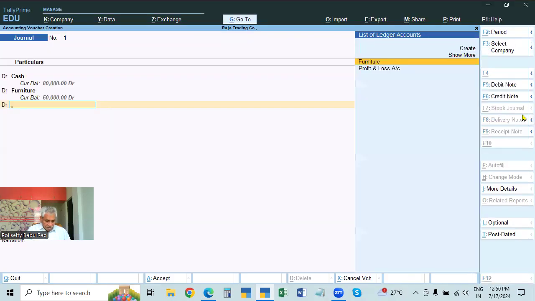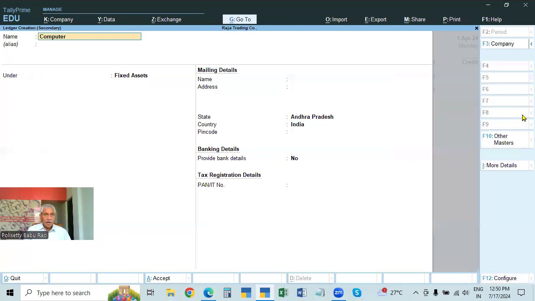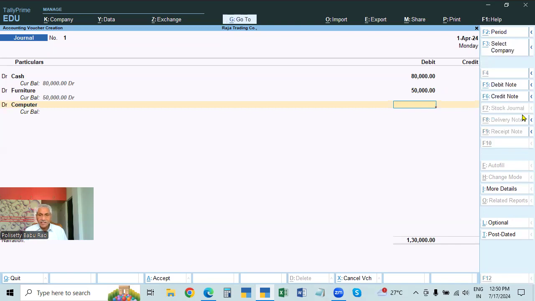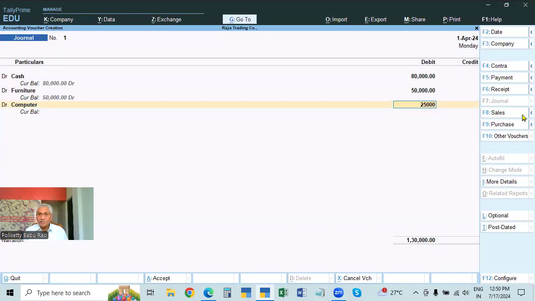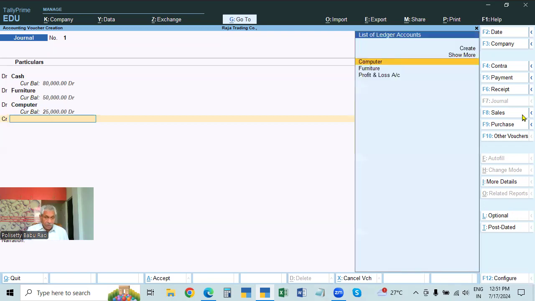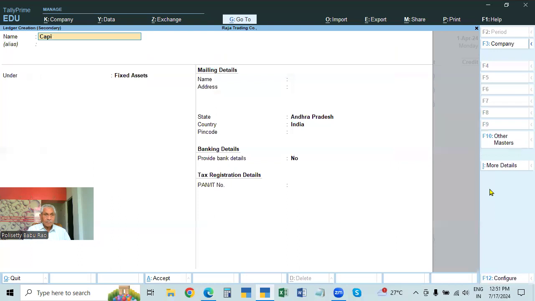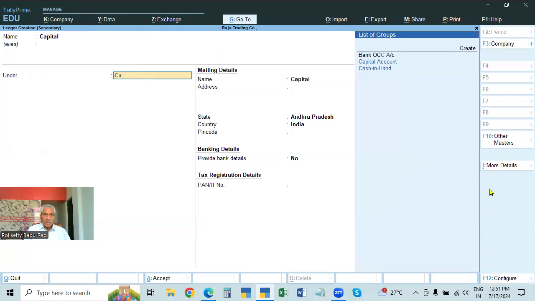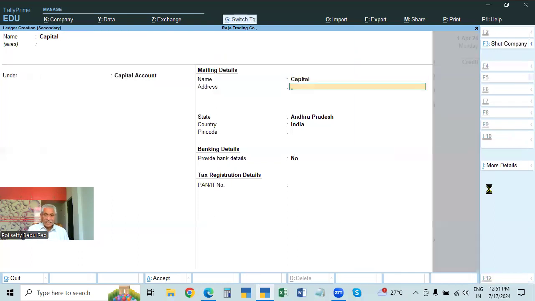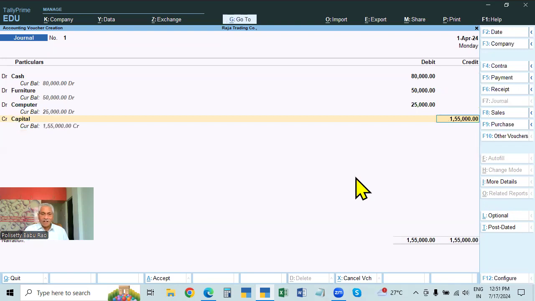Again computer. So create this also. Computer is also a fixed asset. Accept. What is the amount? Computer 25,000. The total amount we received towards capital. So now we have to create capital, which is not available. C. Capital comes under capital account. So it is created. Total amount is 1,55,000.